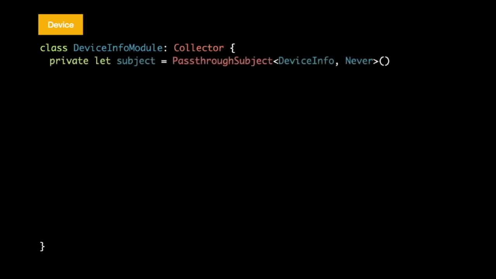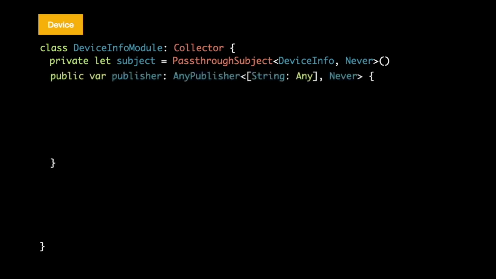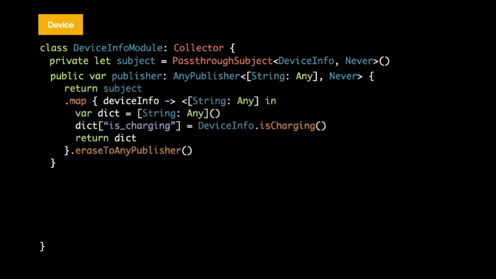The device info module will look pretty similar to the app info module we just looked at. We declare a private subject that's a pass-through subject publishing the device info model and can never fail. It has a public publisher property of that type string any that the core module is looking for. In the map operator, we use the device info model to get the data into our dictionary. Then, like before, we call erase to any publisher. The one difference here is in the collect method, we send the device info object, but we don't send a completion event. If you think about it, this data can change. They might be in portrait or landscape, depending on where they are in your app.